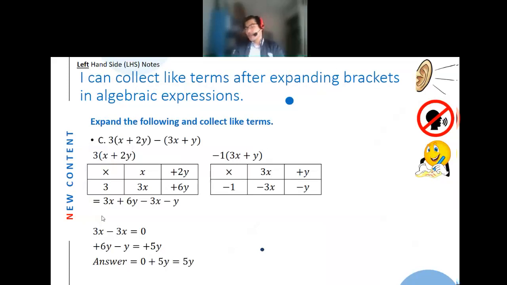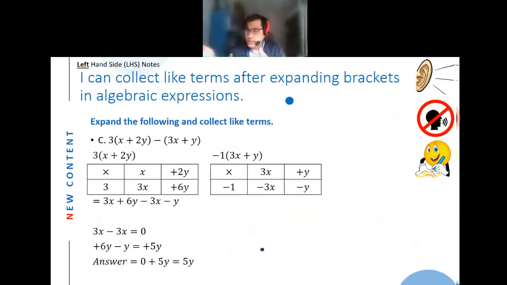All right, so what we're going to do today is learn about collecting like terms. So once we have expanded the brackets, this is sort of an extension to what we were doing in the previous lesson. In the previous lesson, we had one bracket, and then we had something on the outside, and then we have to combine everything together, every like term, I should say.